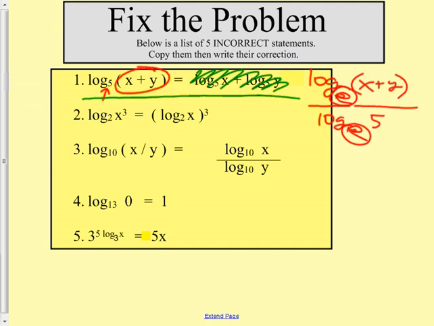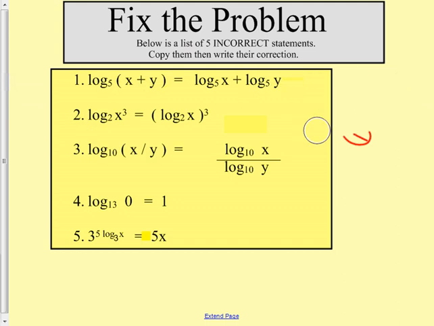All right, let's move on to number 2. What should the answer have been? Don't say it, write it. That's not what the right answer is. That answer implies everything is getting cubed. Not everything is getting cubed in the problem.